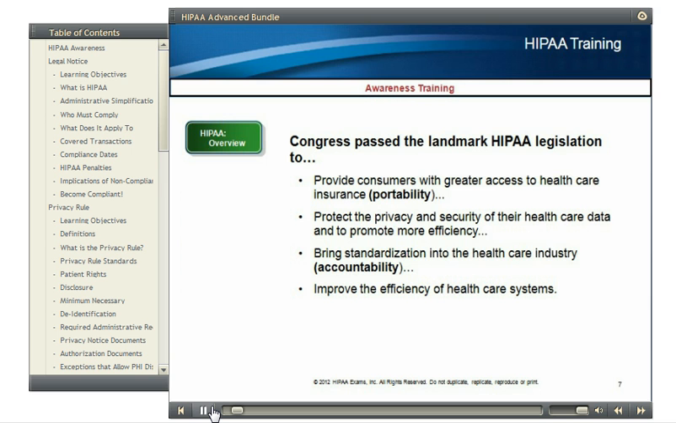Congress passed the landmark HIPAA legislation to provide consumers with greater access to health care insurance, portability, protect the privacy and security of their health care data, and to promote more efficiency, bring standardization into the healthcare industry, accountability, improve the efficiency of healthcare systems.